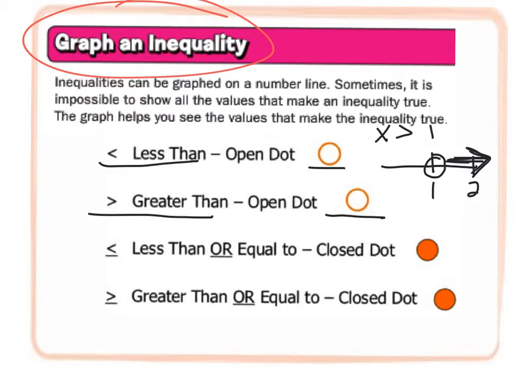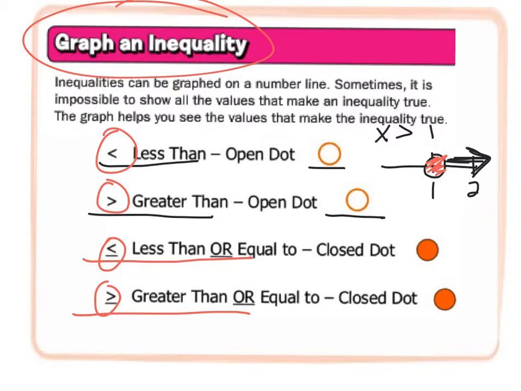Closed dots, so filled in. If I was to fill that dot in, that would be if it was telling me to graph something where it's less than or equal to or greater than or equal to. Notice the ones with the line on the bottom, those have the closed dots. The ones without the line on the bottom, those have the open dots. This is super important, so get this written down.